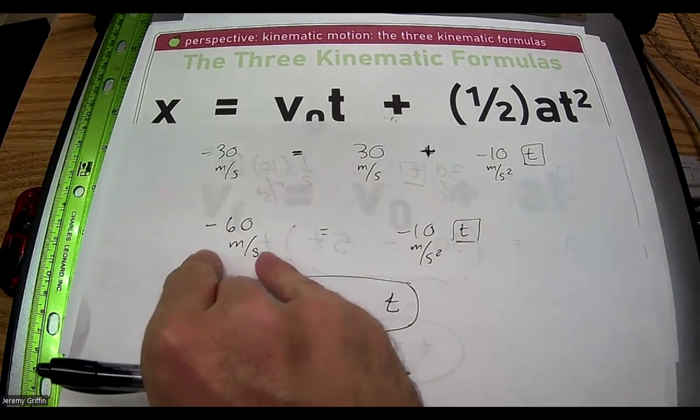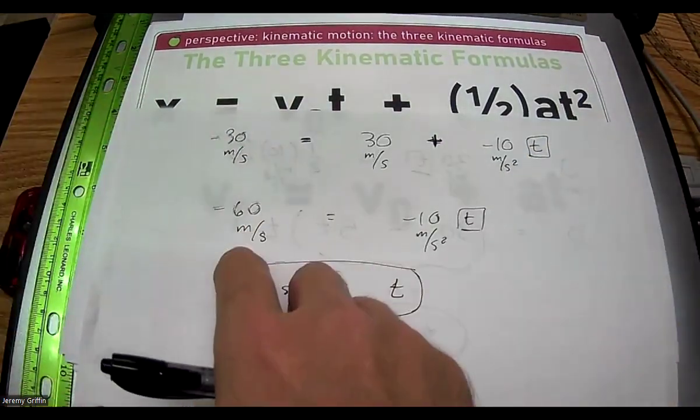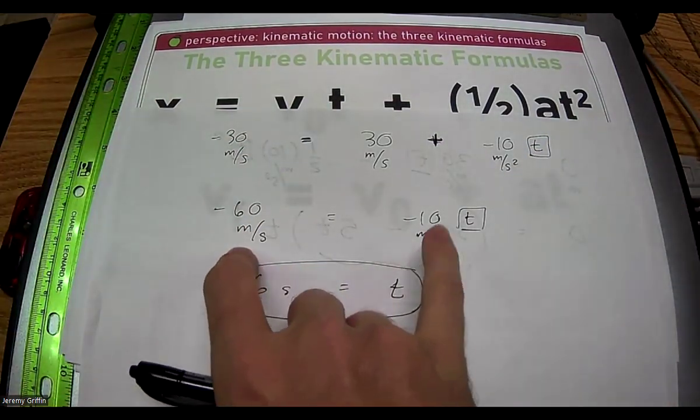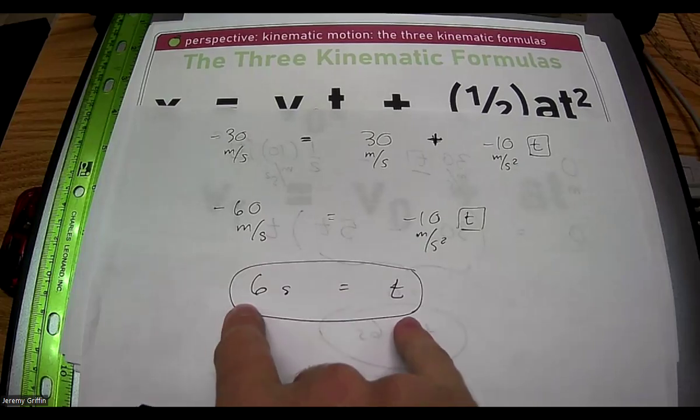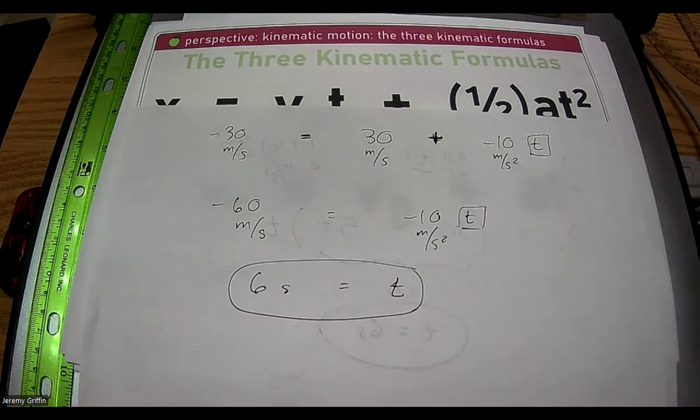Negative 60. Aha. Because on a number line, negative 30 to 30, the difference would be 60 units, right? Then divide by negative 10. Hey, 6 seconds total. Again, 3 seconds up, 3 seconds down. So 6 seconds. That was the answer to the Kahoot, right?